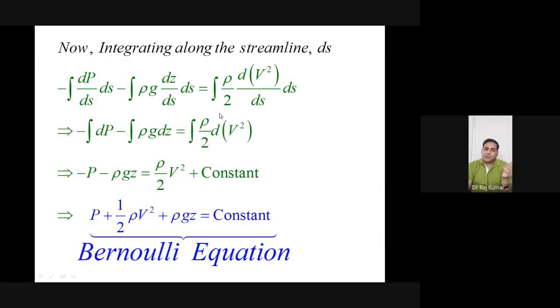Now integrate along the streamline. If I put the integration sign over the entire term and integrate along the streamline, my total length of the streamline was just ds only. So I just multiply everywhere by ds, here also ds, here also ds. If I do that, I am getting this, and finally I am ending with minus p minus rho g z minus rho v square upon 2g plus a constant. So this is what your Bernoulli equation is.